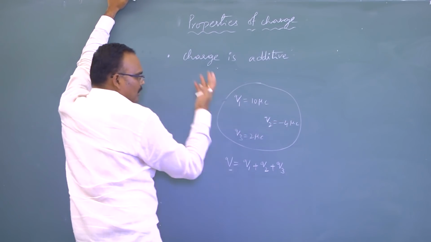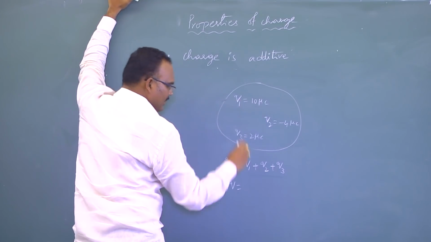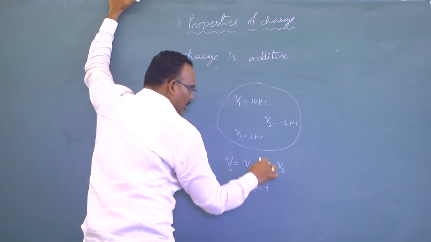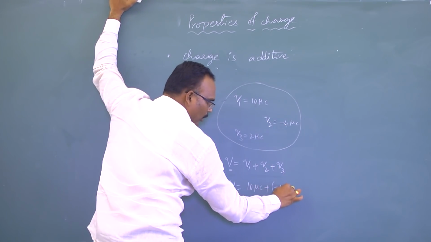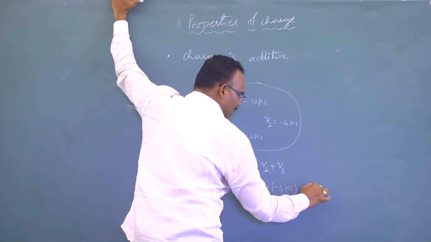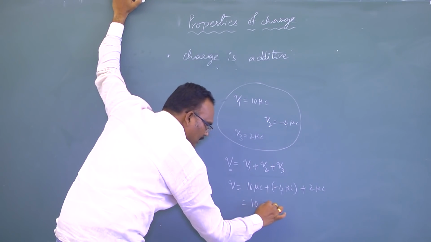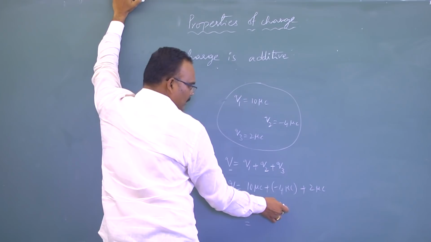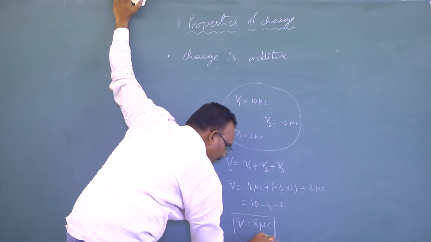Now I will calculate the net charge of the system. Q is equal to Q1 is positively charged, so 10 microcoulomb, plus Q2 is a negative charge, so I must take the sign of the charge, so minus 4 microcoulomb, plus Q3 is positive, so plus 2 microcoulomb. Now this is 10, this is minus 4, this is plus 2. 10 minus 4 is 6, 6 plus 2 is 8 microcoulomb. So the total charge of the system is 8 microcoulomb.